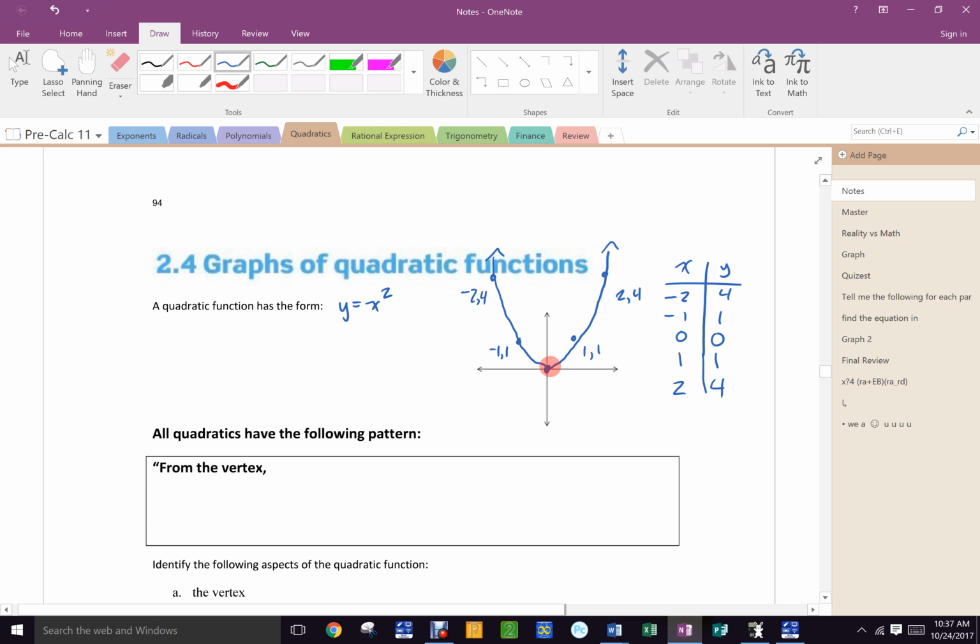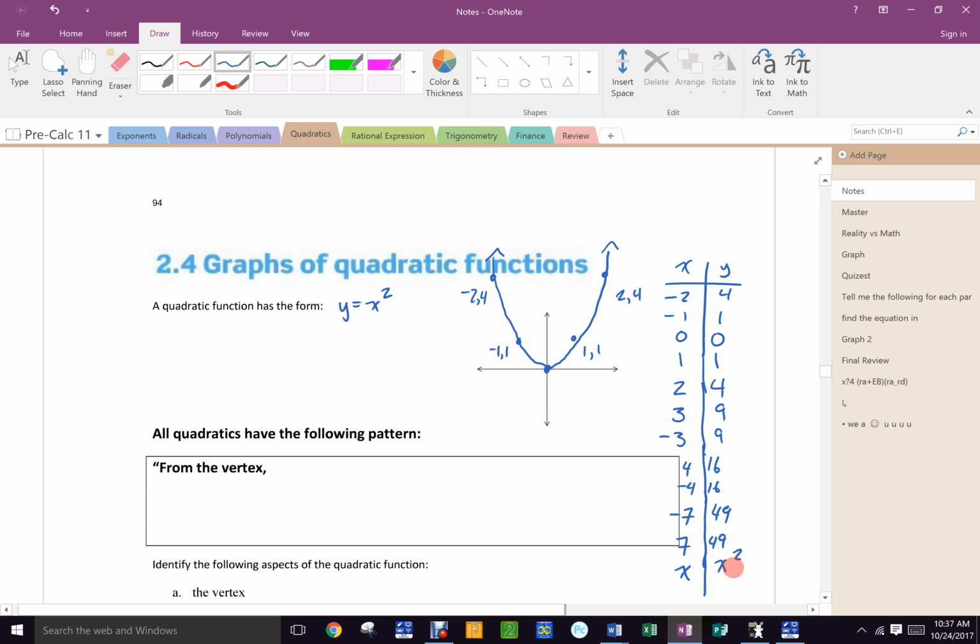What is going to happen when I go right 3? 9. Right? What is going to happen when I go to negative 3? 9. What is going to happen when I go to positive 4? 16. What is going to happen when I go to negative 4? Positive 16. What is going to happen when I go to negative 7? 49. What is going to happen when I go to positive 7? 49.